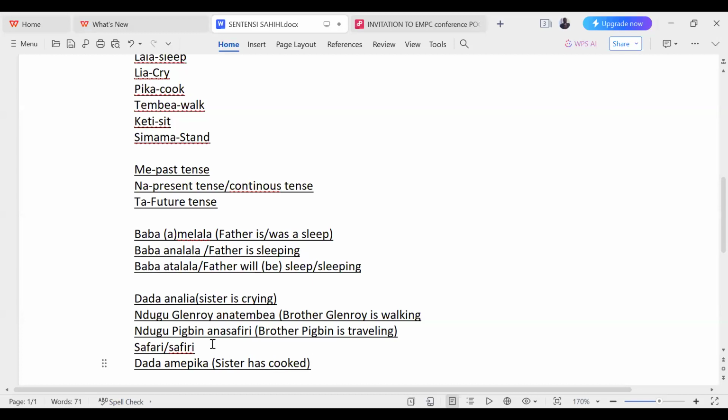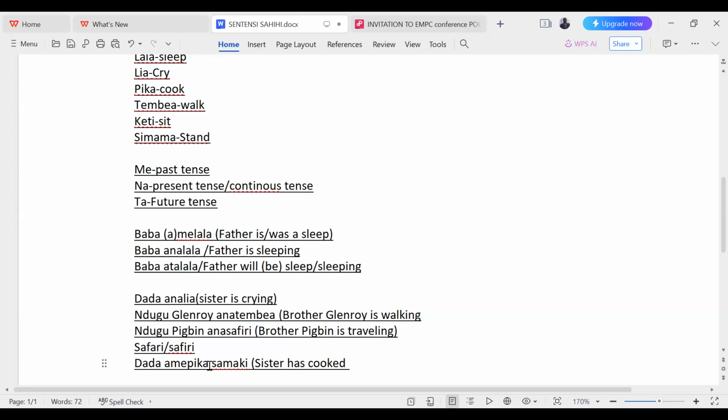So if you wanted to extend these simple sentences, you can say, for example, the sister has cooked. What has she cooked? What would you maybe want to say she has cooked? Samaka. Dada amepika... Sister has cooked. It's not samaka, it's samaki. Samaki is fish. Okay, samaki.